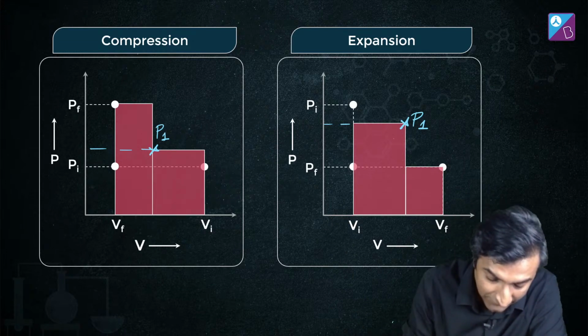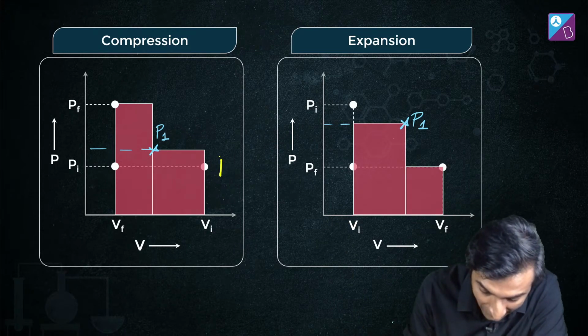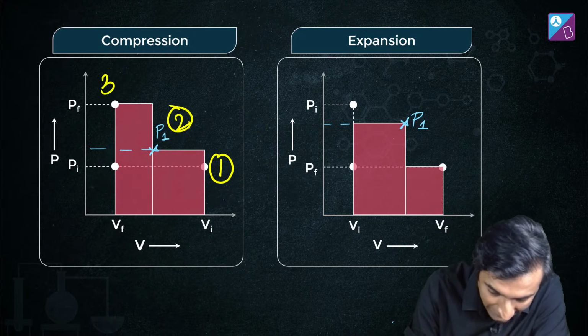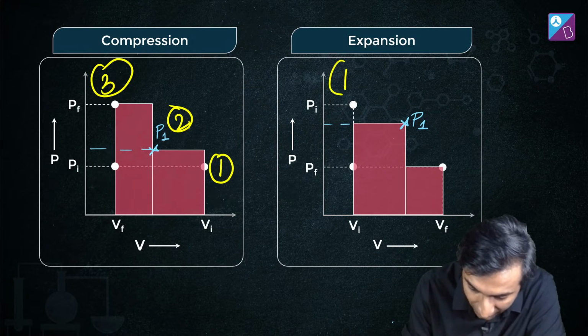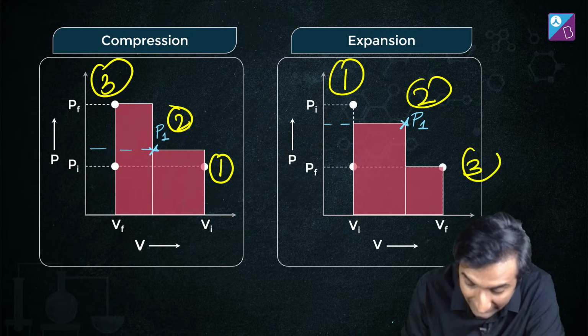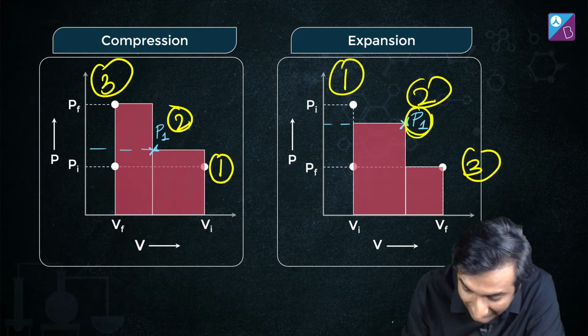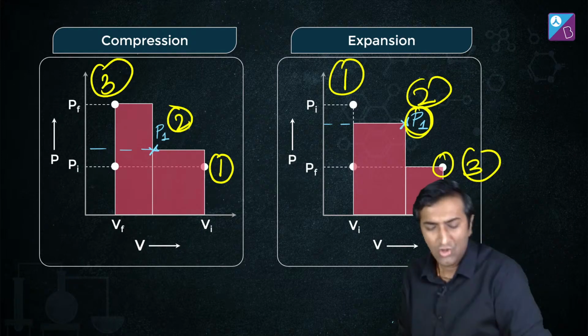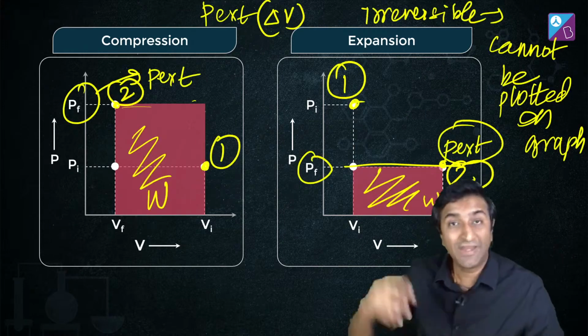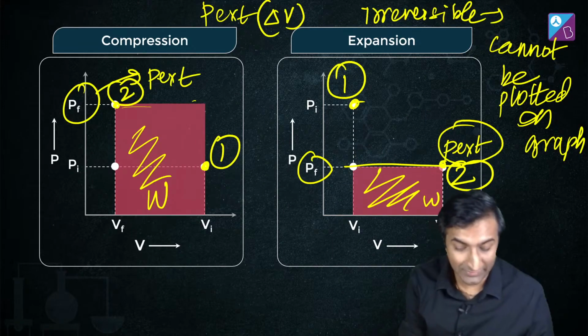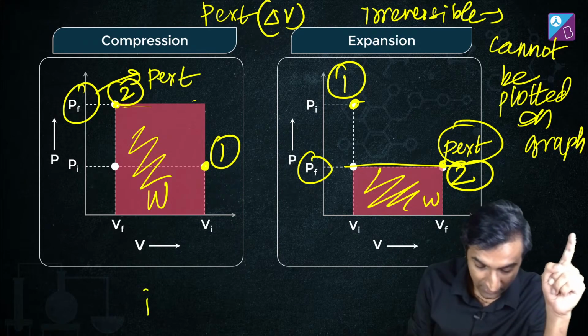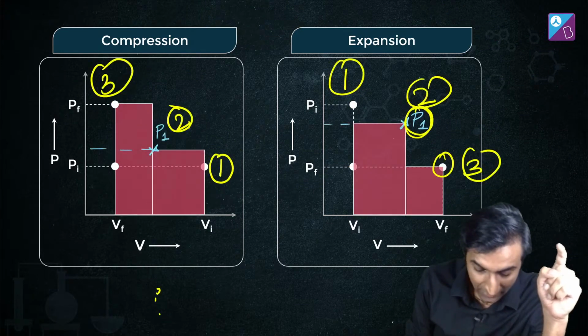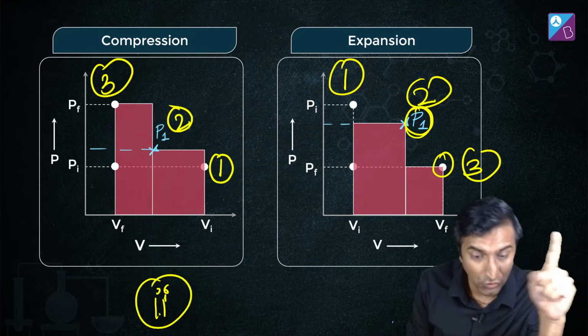In a two-step process, look at this. I am going from 1 to 2 to 3. Similarly, in expansion, I'm going from 1 to 2 to 3. In all of these cases, see here, this is the intermediate stage. So you see that compression work reduced. You see this? This is in the first case. Second case, look at that. Compression work is reducing. Do you see that?